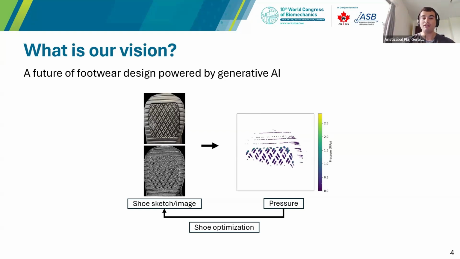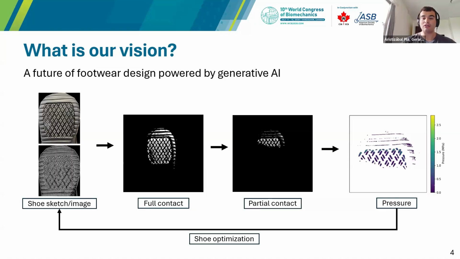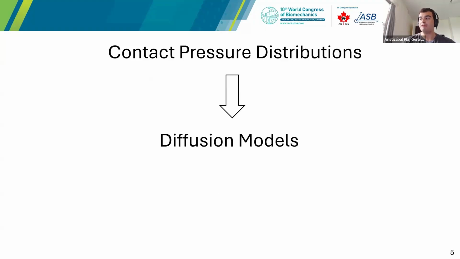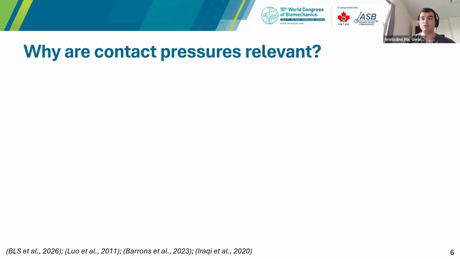But in practice, we found that this was much harder to do, so we had to introduce a couple of steps. Namely, we first had to predict the full contact and then the partial contact. In this presentation, I will first talk about contact pressure distributions, then about diffusion models, and finally about physics-based diffusion models. You may wonder, why do we actually care about contact pressures?